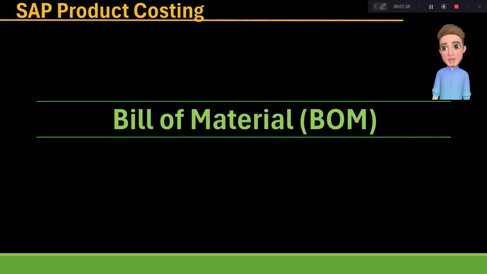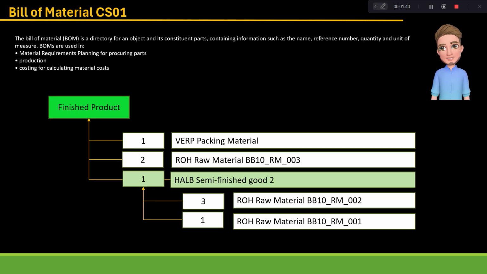So very important to remember. Here I have given the example. The bill of material is a directory for an object and its constituent parts, containing information such as the name, reference number, and how much quantity.